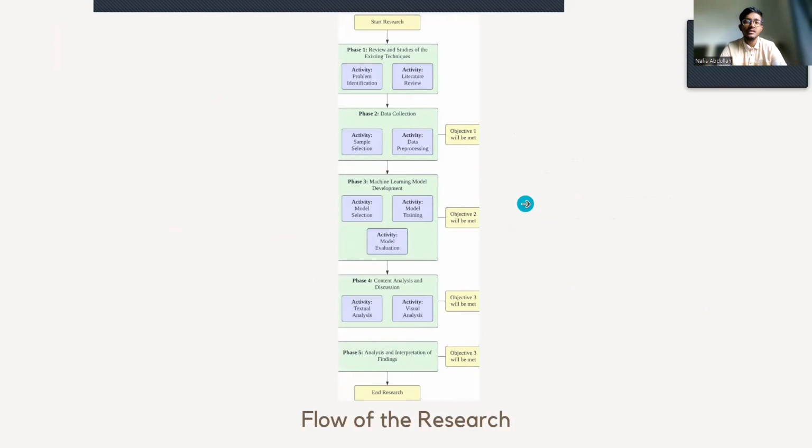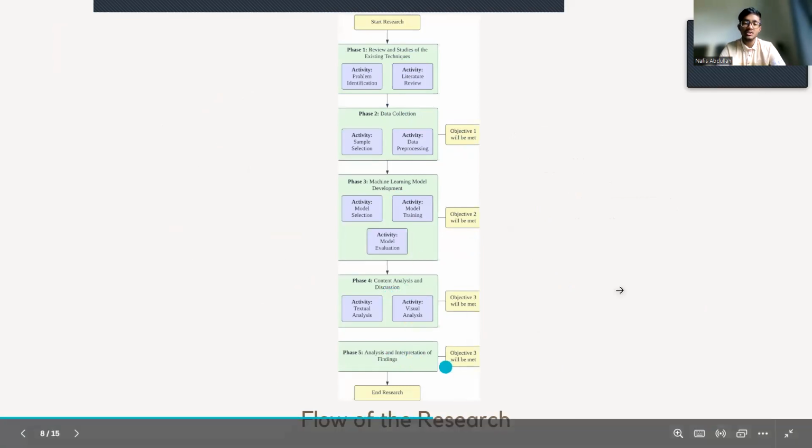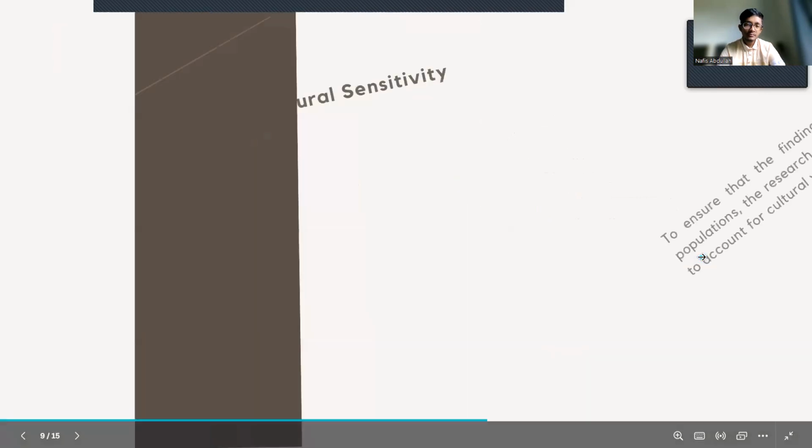At first, start research, then phase one, review and studies of the existing techniques. Then phase two is data collection, where objective one will be met. Then the machine learning model development, which is the BART model development. So here objective two will be met, and then content analysis and discussion, and phase five, analysis and interpretation of findings.